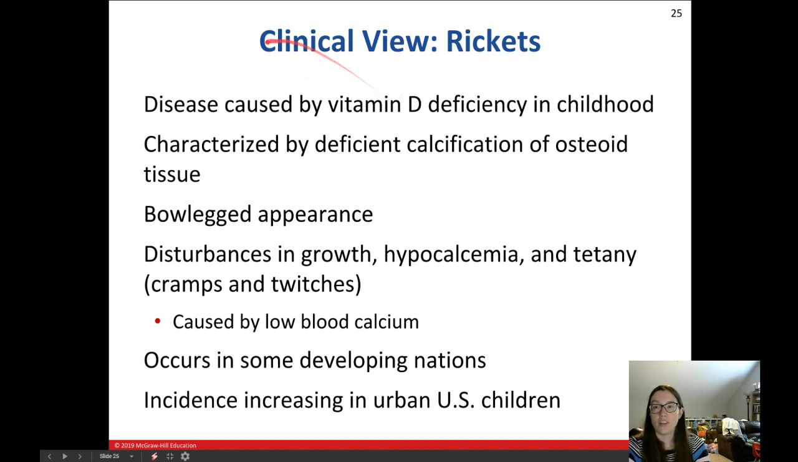So I briefly want to mention a disease called rickets. And this is going to be a disease caused by vitamin D deficiency in childhood. And so now if anyone has listened to the recent recommendations, I have young children, so they recommend if you are just breastfeeding your children and you're not giving them supplemental formula or not very much supplemental formula, they want to give them a vitamin D supplement to make sure they have enough vitamin D.